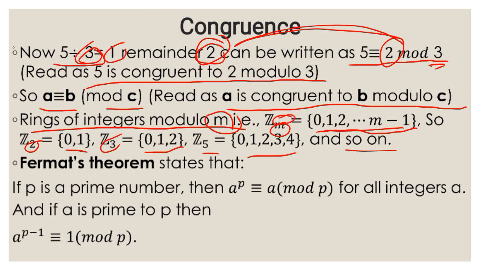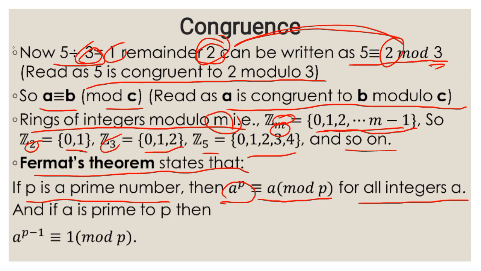So the next theorem you need to be able to state is what we call Fermat's theorem. Now, Fermat's theorem says that if p is a prime number, then a raised to power p is congruent to a modulo p for all integers a. Meaning that if I take a raised to power p and divide it by p, my remainder will be a. And if a is coprime to p, then a raised to power p minus 1, when you divide it by p, will have the remainder 1.